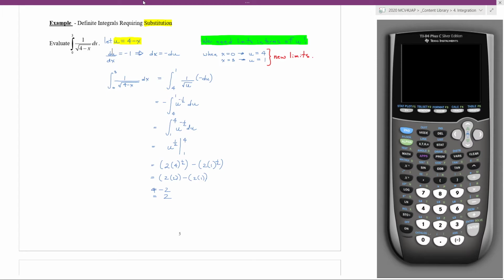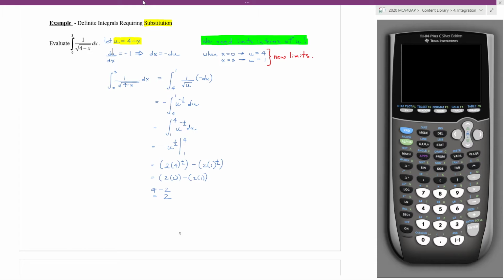And my original upper limit, which was x equals 3, when I sub that into my expression for u, I get a new limit of u equals 1. So the integral is no longer from 0 to 3. It's the integral from 4 to 1 of 1 over root u times negative du.